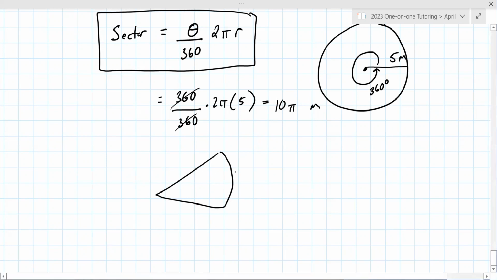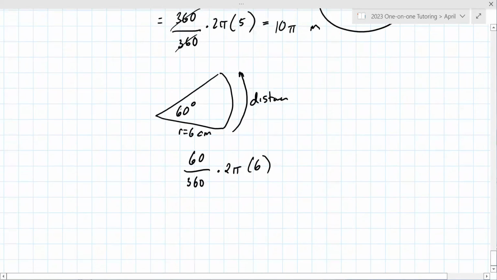So the sector here, there's a couple of things you can do with the sector. You can find the length, like the walking distance, of the sector, and that comes from this formula. It's the angle over 360 times 2 pi times the radius. Let's say the radius is 6 centimeters. So you have to be able to reduce something like this, like 60 over 360 times 2 pi 6.